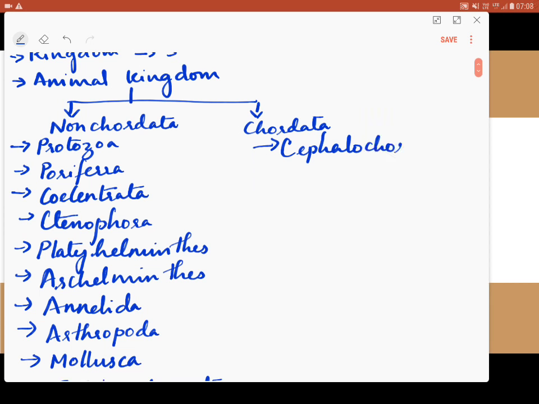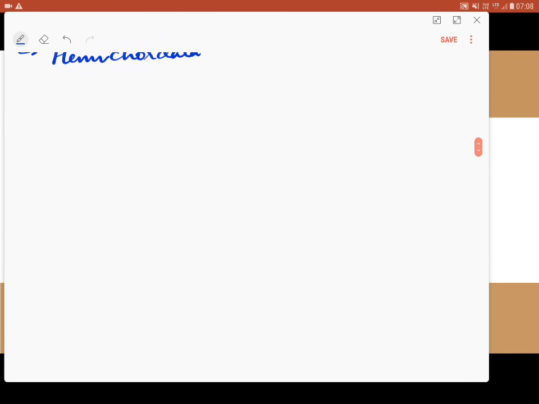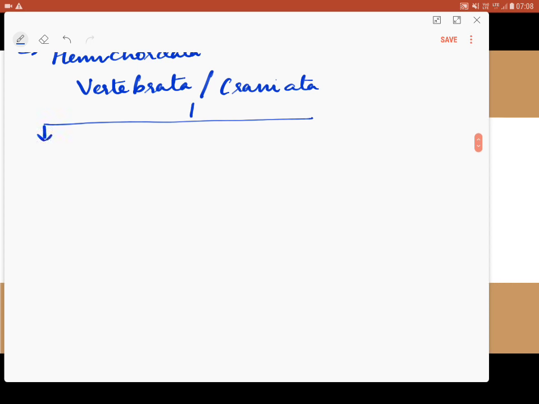Then we also learned that chordata was classified as cephalochordata, urochordata, and vertebrata. Vertebrata, which is also called as craniata, was divided into 2 parts, namely agnatostomata, meaning no mouth organism, no jaws, and gnathostomata.